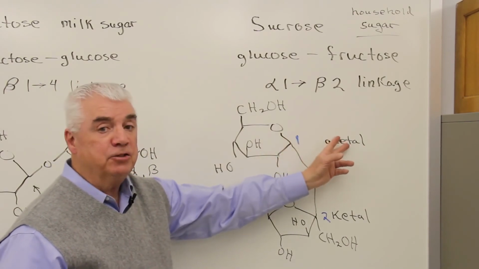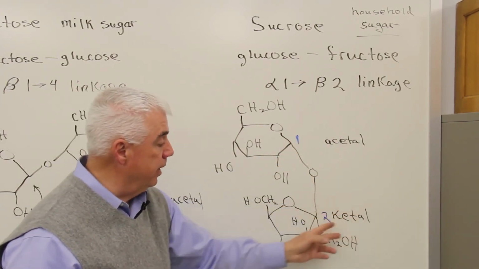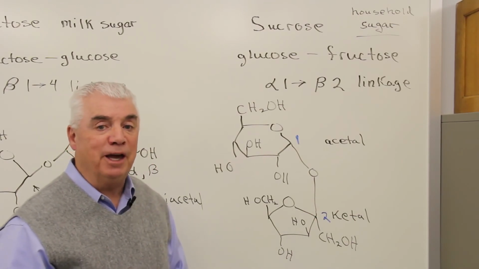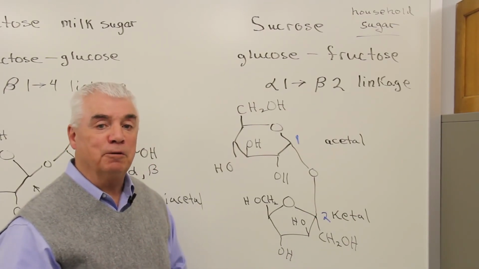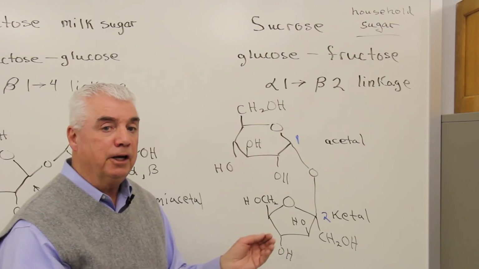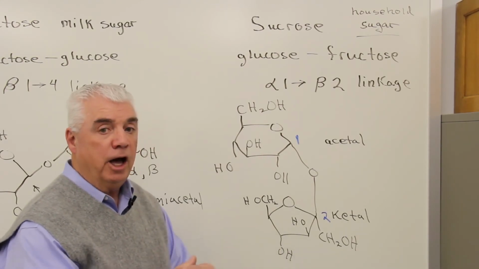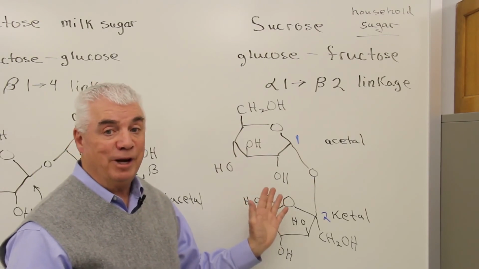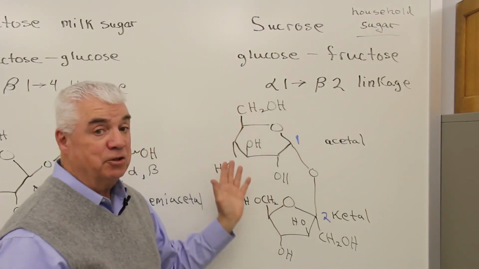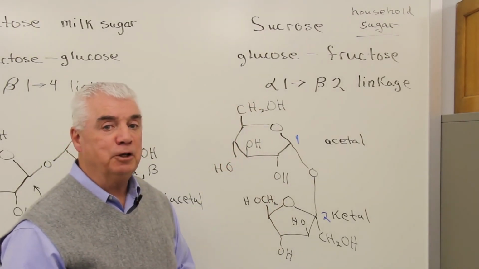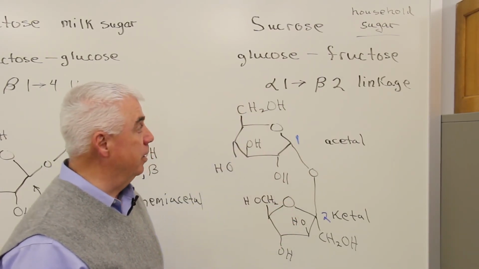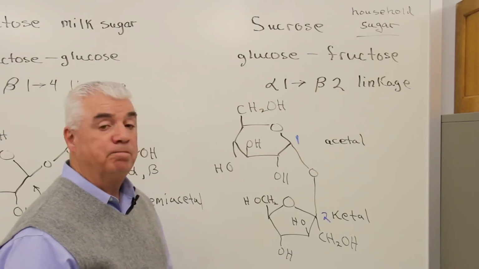Up here we have an acetal linkage. Here we have a ketal, and neither one of these are hemi. So there's only 1 form of sucrose. It's not opening and closing to an aldehyde form. And so sucrose, when you talk about the reactions of disaccharides, is not a reducing sugar because the ring form just stays that way. There's no open chain form.